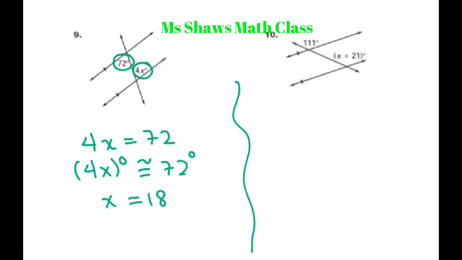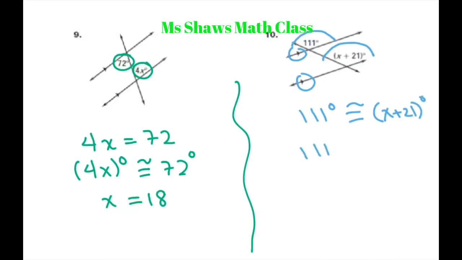All right, in this one, we have another corresponding angles. They're the ones on the corner here. They're congruent if these lines are parallel. So we have 111 degrees is congruent to x plus 21 degrees. So 111 equals x plus 21. And you subtract 21 from 111. And that gives you 90.